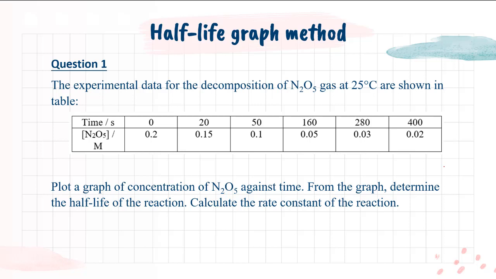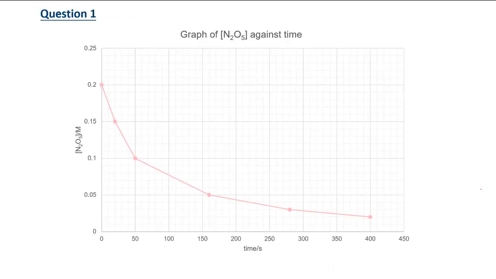Okay, so question number 1. The experiment data for the decomposition of N2O5 gas at 25 degrees Celsius are shown in the table. Plot a graph of concentration of N2O5 against time. In the question it is already given which is your x-axis and which is your y-axis: concentration is your y-axis, and time is your x-axis. From the graph, determine the half-life for the reaction and then calculate the rate constant for the reaction. Alright, if you have downloaded your graph, make sure you have the title of the graph.